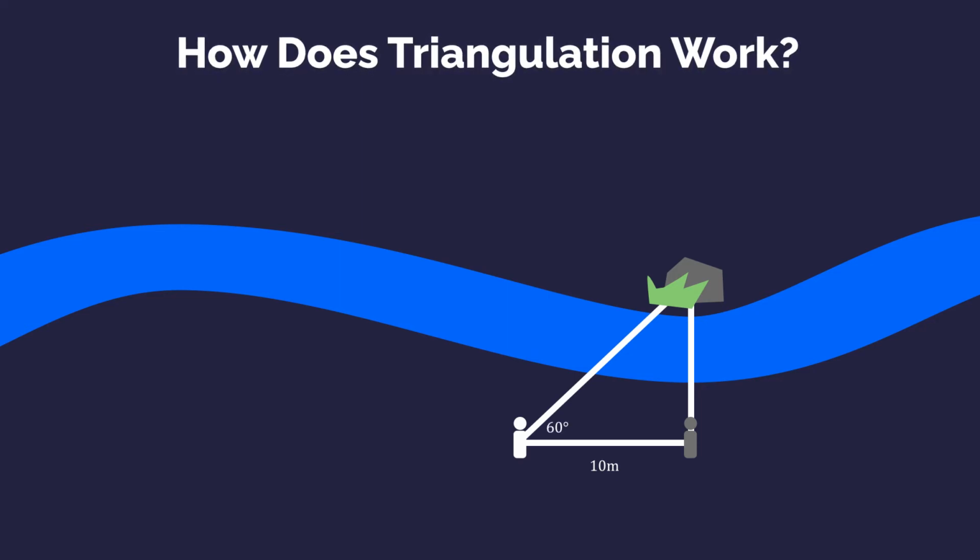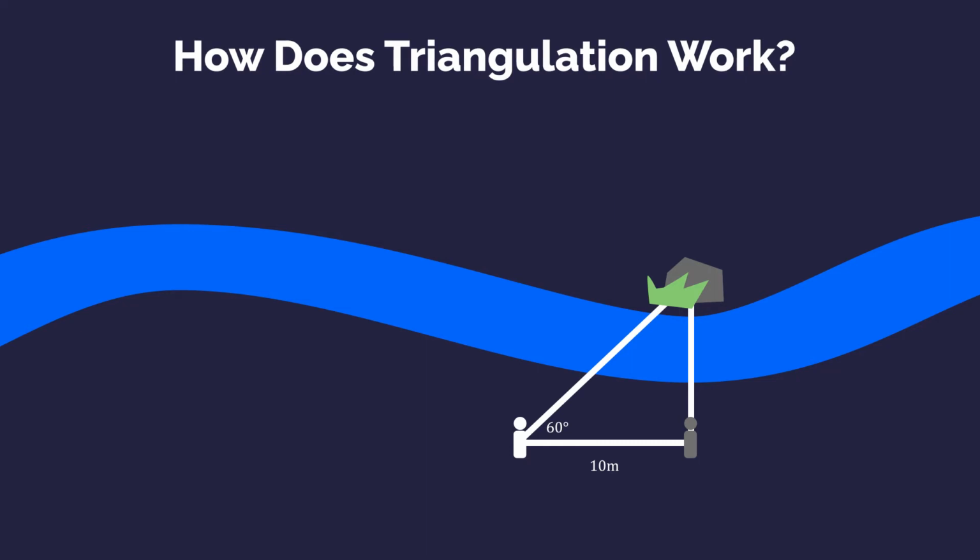We now have enough information to find the distance from the first point to the rock. Let's first label these points to clear this up.